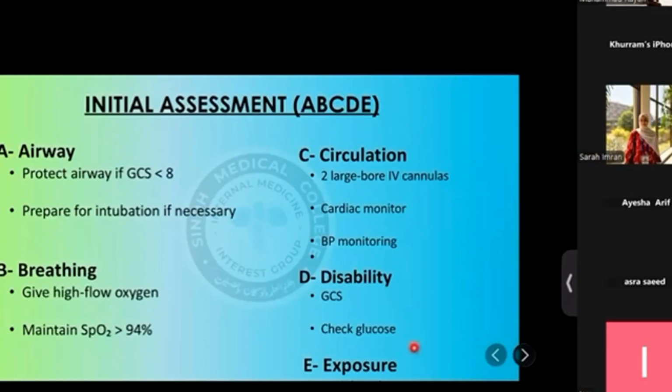And then cardiac monitoring is important. You will keep a good eye on the cardiac monitoring. You will see whether the blood pressure is rising or whether there is still hypotension; BP monitoring is there. Disability, again checked earlier, GCS for disability: whether the GCS is improving with your treatment or not. You will have the baseline GCS. Check glucose, very important, because sometimes hypoglycemia can also result in altered level of consciousness. And exposure to danger is important. Any exposure to drugs or anything else should also be ruled out.